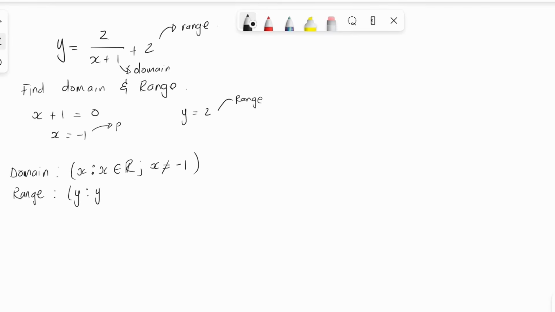We're going to say y is an element of real numbers, but it can never be equal to q. So we're going to say y can never be equal to 2. So you're going to put this to show the fact that that's what we need to put there.